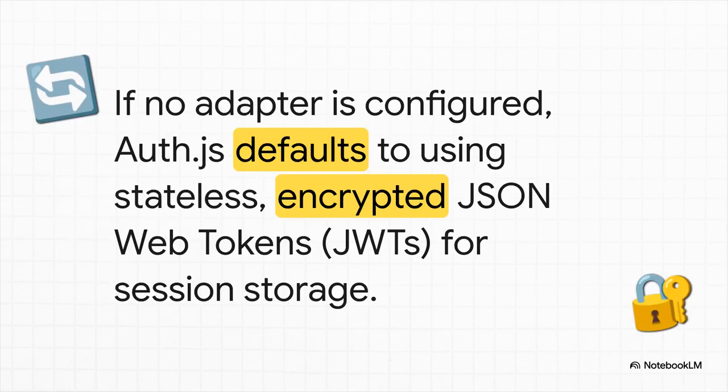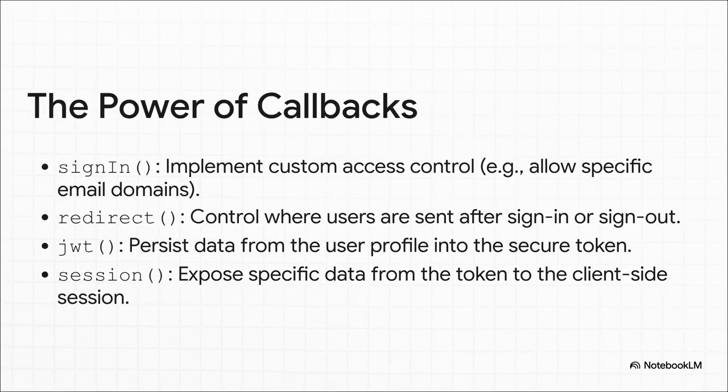Now this part is super clever. It reveals this flexible dual-mode way of handling sessions. By default, if you don't set up a database adapter, Auth.js just uses stateless, encrypted JWTs. This is perfect for serverless setups where you want to avoid hitting a database on every single request. But if you do set up an adapter, then the sessions get stored in your database, which gives you the maximum possible control.